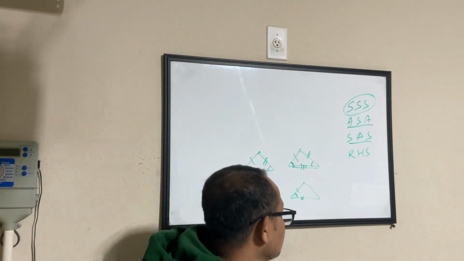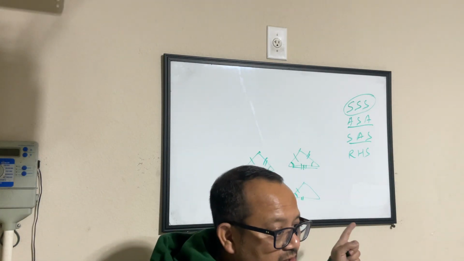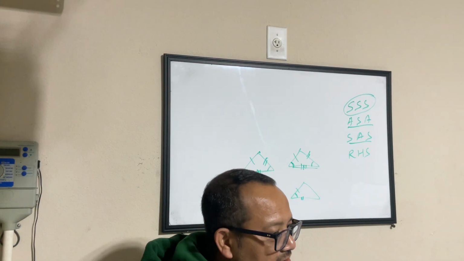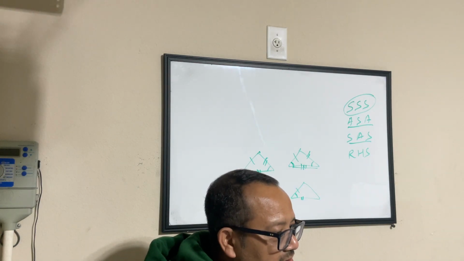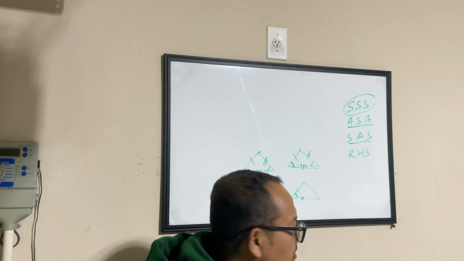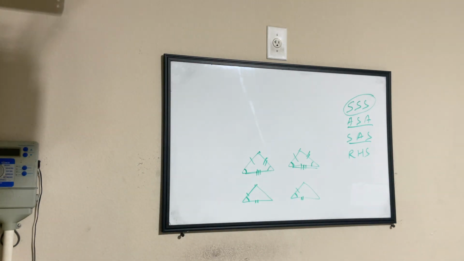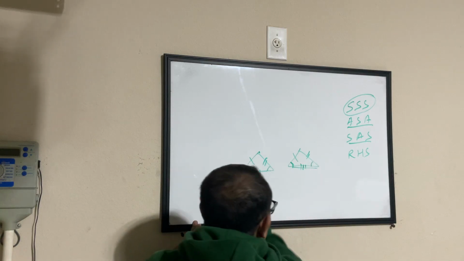Yeah. RHS. What does it mean? It means right hypotenuse side for only a right angle, because if the hypotenuse matches for two congruent right triangles, then it matches. Okay, I will put that in a more simpler form.